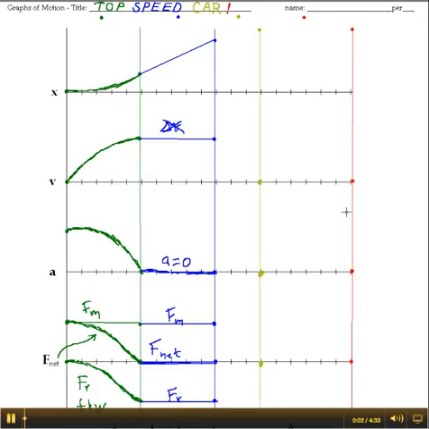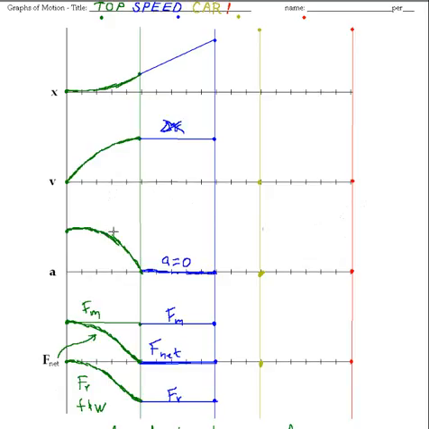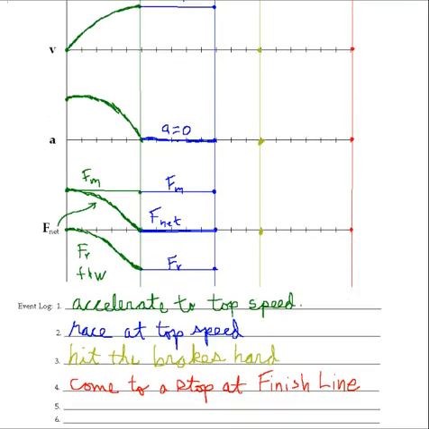This is part 2 of the video for top speed car. We already talked about step 1, which was accelerating to top speed, and step 2, which is racing to top speed. And now we're talking about hitting the brakes and coming to a stop.